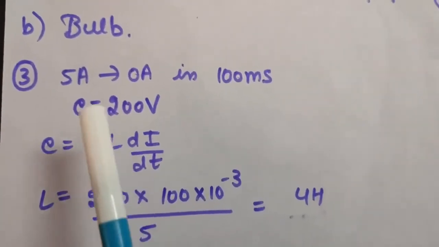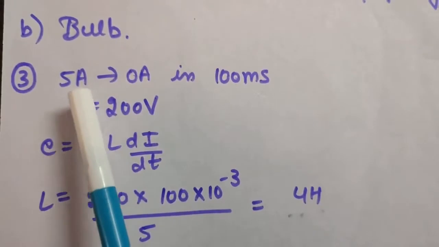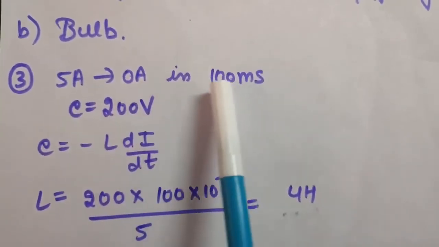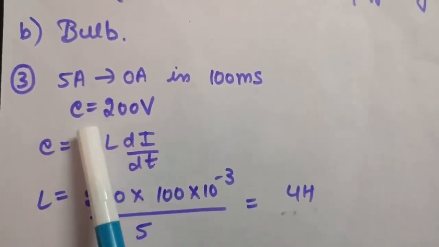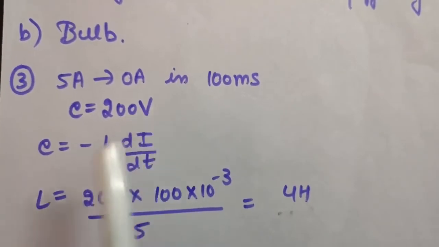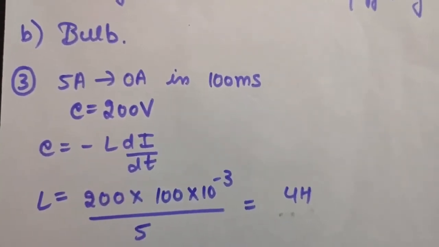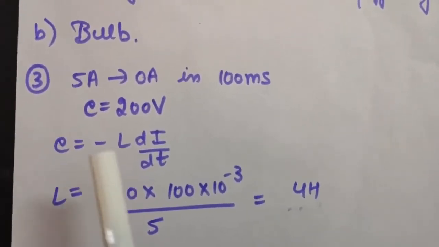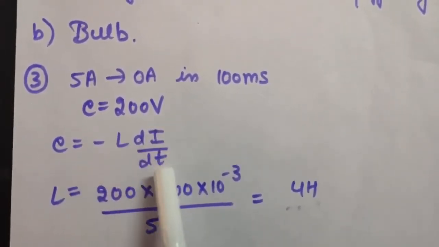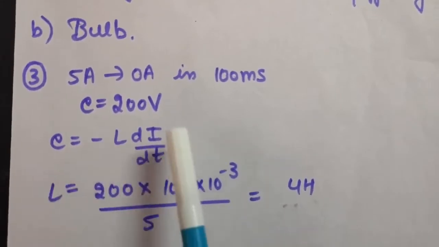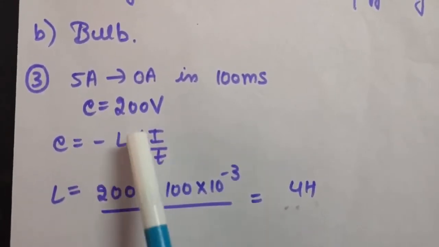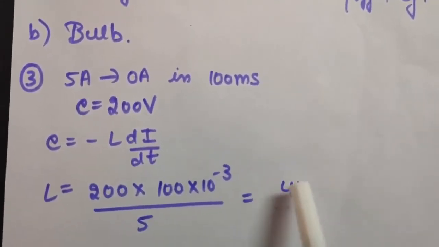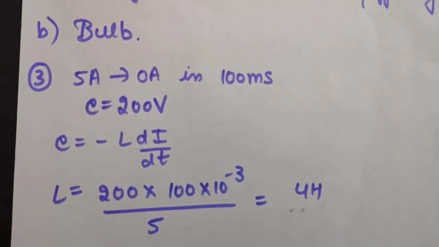Third question says if the current in the circuit reduces from 5 ampere to 0 ampere in 100 milliseconds and the EMF induced is 200 volts, calculate the self-inductance of the coil. So as you know, E is equal to minus L di by dt. E is given in the question, I and t are also given in the question. So you can easily calculate L from here. It will come to be 4 henries.